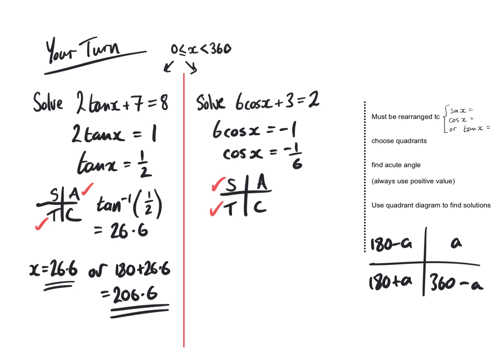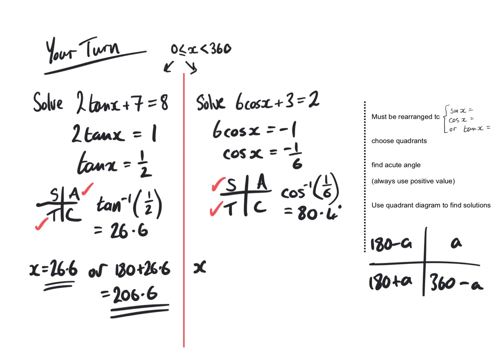So we're now going to go on to the next step, which is to find our acute angle. And remember, the important thing here is we must use a positive value. So even though this is negative 1/6 here, when I do inverse cos of that fraction, I need to make sure that I use positive 1/6 in my calculation. Okay, so we're going to type that into our calculator. Remember, that is your shift or second function button, then cos, to get your inverse cos, and that comes to 80.4 degrees.